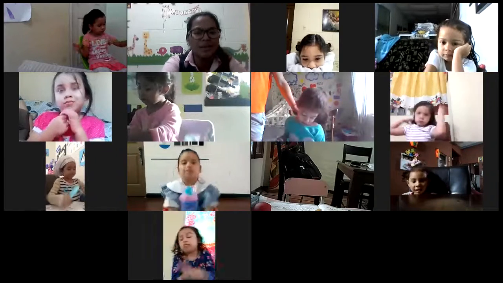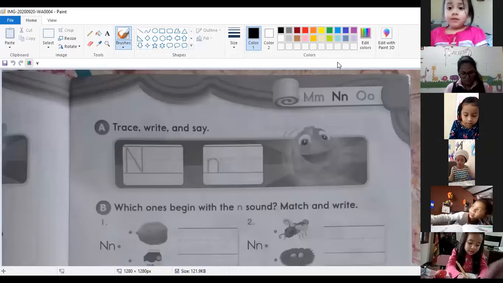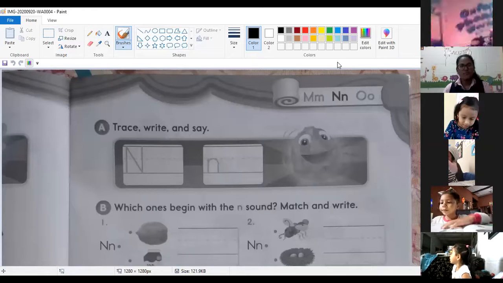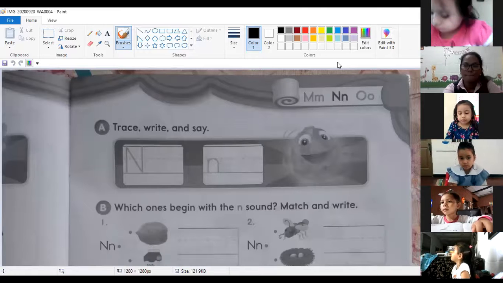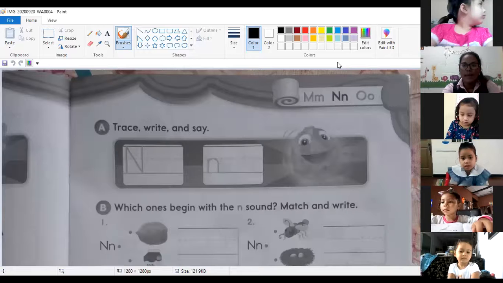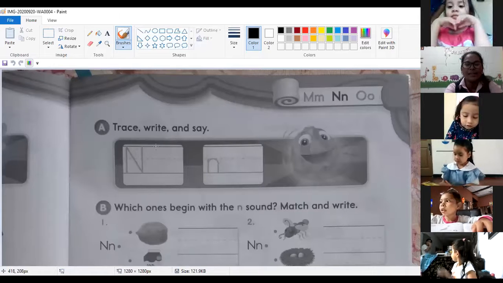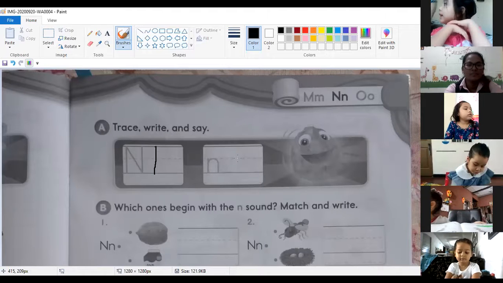Ok, girls, now we are going to work in our book. On page 23. Es su libro, mire. With the letter N, página 23. Do you have your book? So we are going to use your crayon or your pen. We are going to write the letter N, the capital letter N. And here, the lowercase letter N.